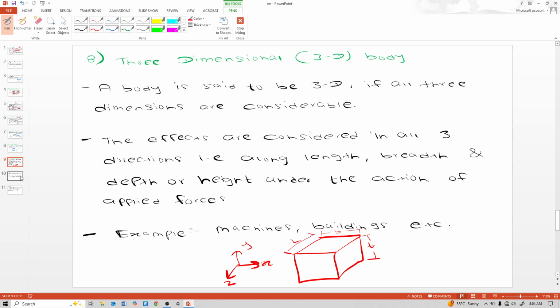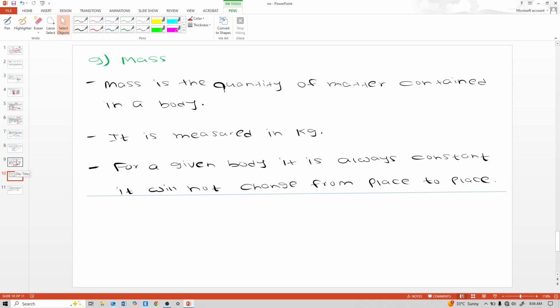Next, we will move towards mass. Mass is the quantity of matter contained in a body. It is measured in kg. For a given body, it is always constant. It will not change from place to place. Every body has mass and it is measured in kg. And it is the quantity of matter.